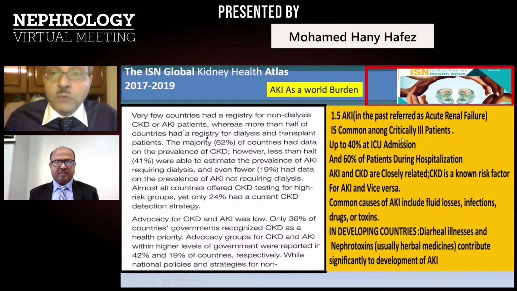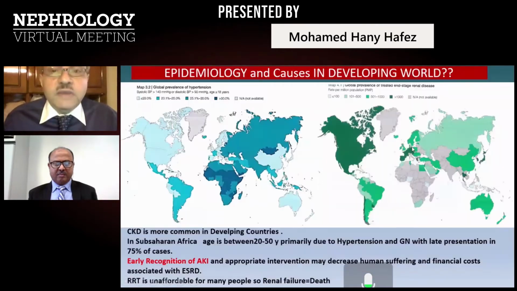Although we know that in critically ill patients, up to 40% at ICU admission have acute kidney injury, and 60% of the patients during hospitalization. So we are dealing with a very, very important subject. And we know that AKI and chronic kidney disease are closely related. CKD is a known risk factor for AKI and vice versa. And in the developing countries, we will have many causes that I will detail further.